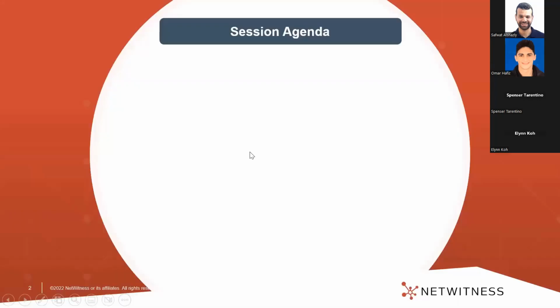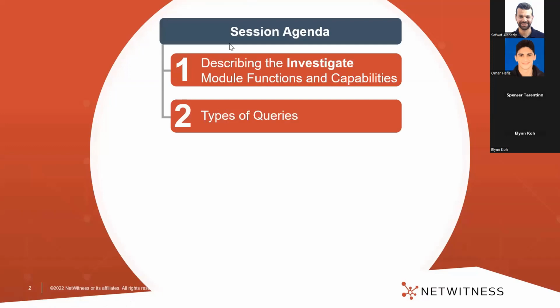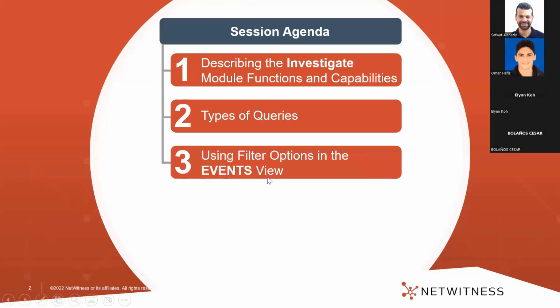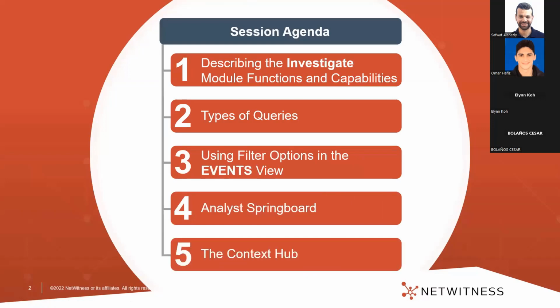So let's start with the session agenda. The session includes 5 topics. We will start with describing the Investigate module functions and capabilities. Then we'll move to the second topic, which is the types of queries in NetWitness. The third topic of this session is about using filter options in the events view. The fourth topic is introducing the Analyst Springboard. And finally, the fifth topic is an overview of the Context Hub.